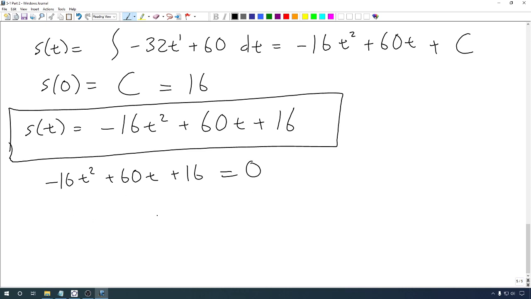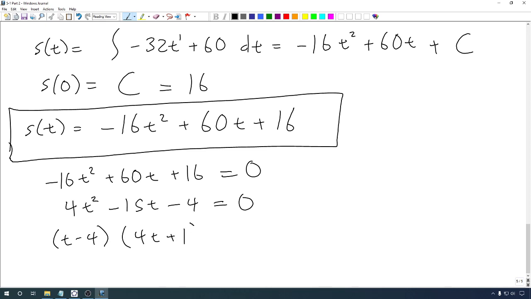I'm going to go ahead and divide everything by negative 4. I don't like having a negative on my t squared. So if I divide everything by negative 4, 60 is going to become negative 15, and 16 is going to be a negative 4. We're going to have to factor this thing. It actually factors pretty nicely, though it's not very obvious that it does, as t minus 4 and 4t plus 1. Notice here that t times 4t gives the 4t squared.